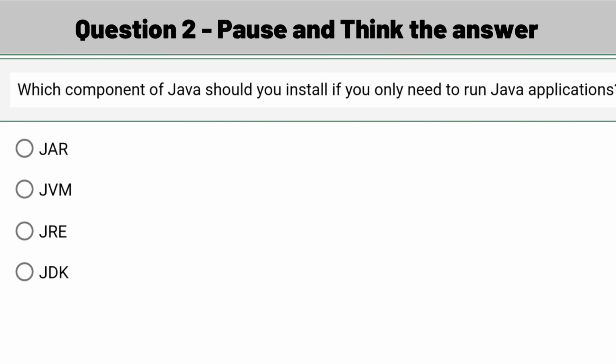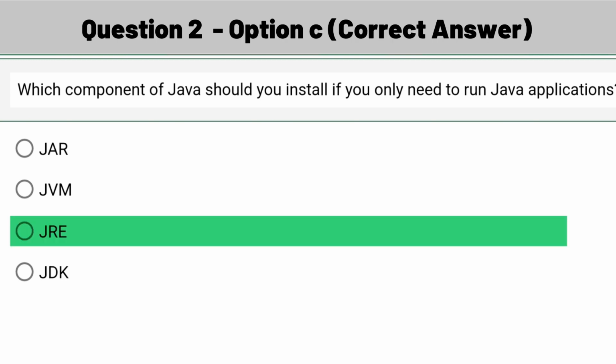Question number 2. Which component of Java should you install if you only need to run Java applications? Option A, jar. B, JVM. C, JRE. D, JDK. The correct answer is option C, JRE. If you need to write or compile your code, then you need JDK. But if you need to run your code, then you need JRE. JRE stands for Java Runtime Environment. From the word runtime only you can guess.